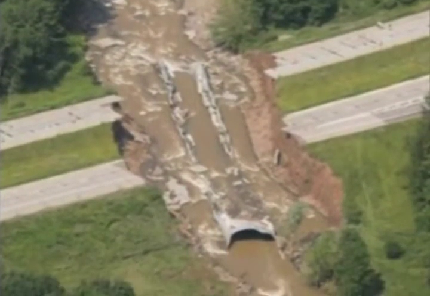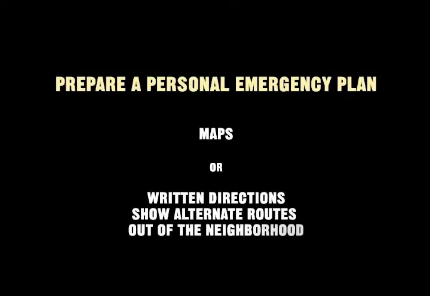Even if you've lived in an area for several years, there may be many alternative evacuation routes out of your neighborhood you do not know about. A good personal emergency plan should include maps or written directions showing alternate routes out of your neighborhood.